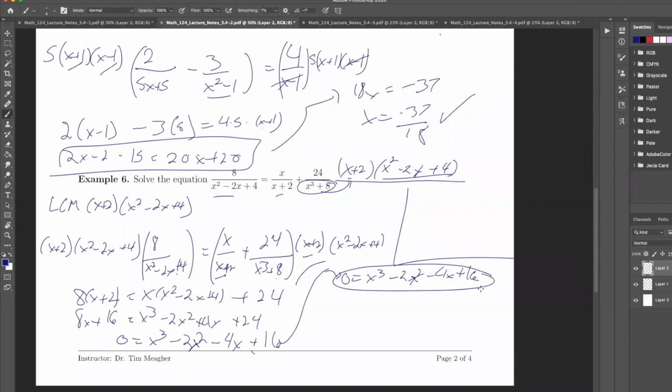Oh, you're right. Hold on. This isn't 16. It's 8. Thank you. Yeah, you can't factor that. Now you can. Now you should know how to factor that. So how do I factor x cubed minus 2x squared minus 4x plus 8?